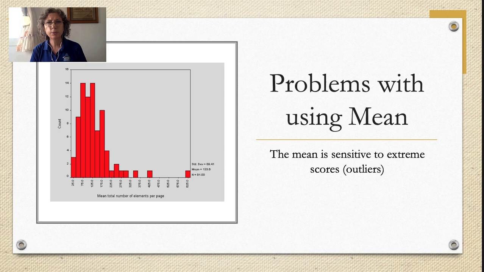There are problems with using mean because it's sensitive to extreme scores, also called outliers. An outlier is an extreme score that is much higher or lower than the rest of the scores in the distribution. The impact of an outlier is more pronounced when the sample size is small as well.